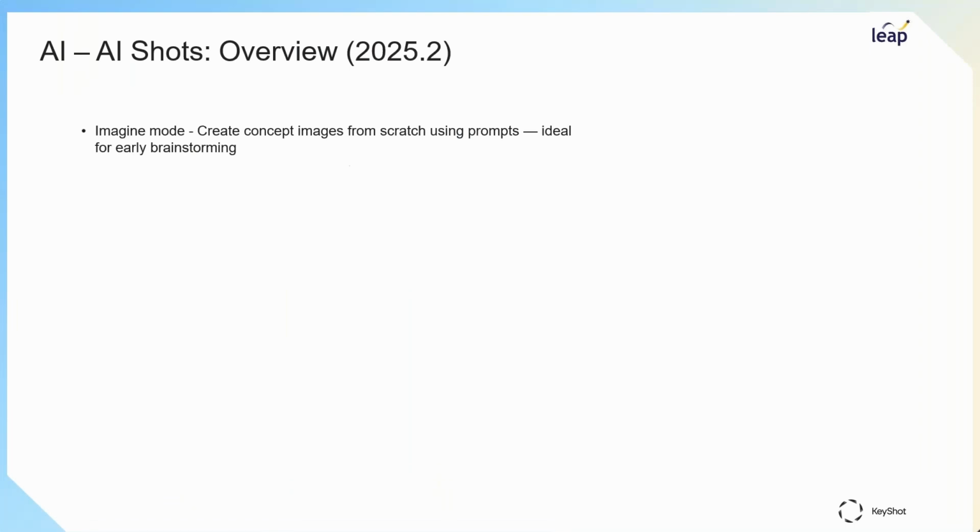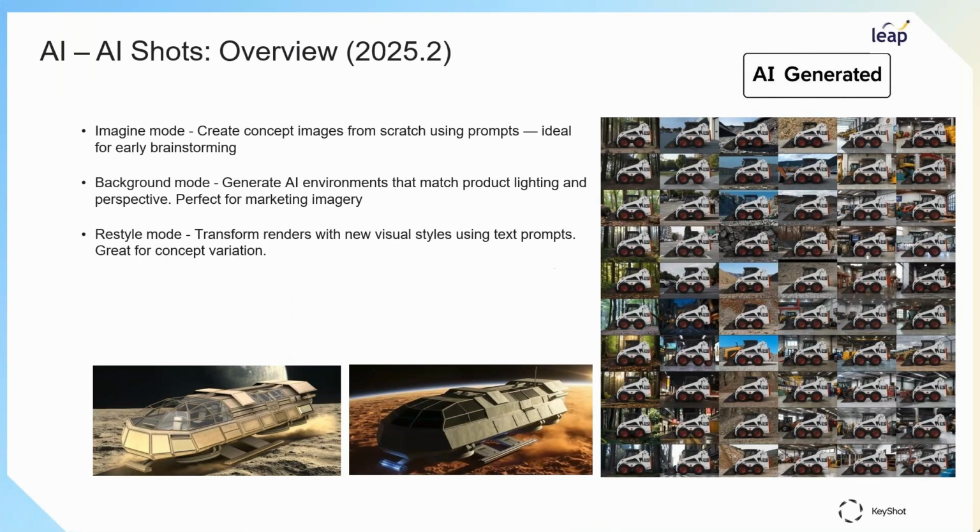Now we will discuss the first mode, which is Imagine. That's a concept image which I have created from scratch. It's mainly ideal for early brainstorming, I would say. If you want to get started with your render, Imagine mode is whatever you want AI to show you, you just write it down and it's going to create an image out of that.